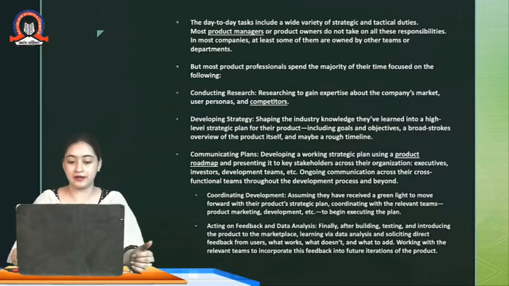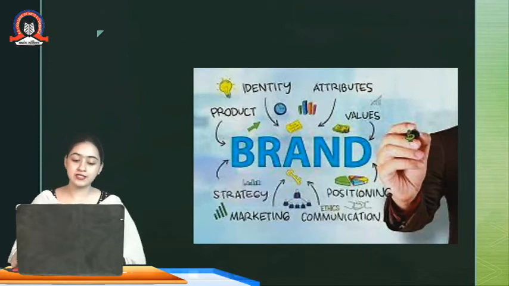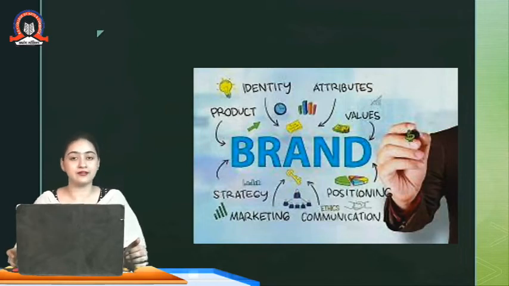Most product managers or product owners do not take all of these responsibilities. So they have to make sure that the companies and their products are manufactured and framed properly, and the strategy of the 4 P's of STP is followed properly. Next we have branding. Branding is something which starts from the identity of the product.